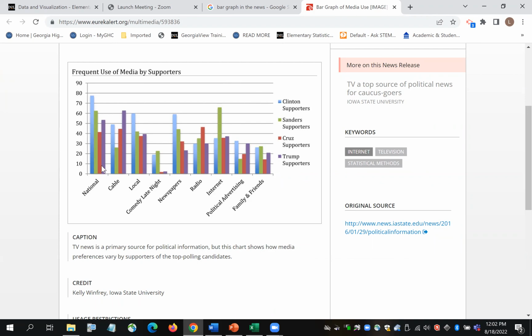So you can have bar graphs with multiple bars, and you can compare. For national, it looks like I can compare the fact that Clinton supporters used national media more so than any of the others, and that Cruz supporters were less likely to use national than the others. We can talk about how across the board, comedy late night was not a type of media that was used a lot, especially by Cruz and Trump supporters. So again, you can have multiple bars. That's still considered a bar graph, especially if you have that type of information.